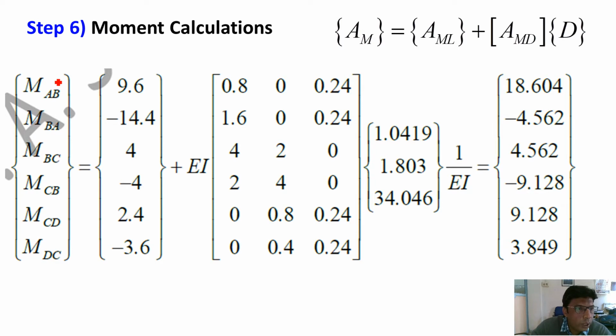In the given portal frame, since it is a frame of 2 columns like this, A, B, C, D, there are 3 members, so the unknown moments will be 6: MAB, MBA, MBC, MCB, MCD, and MDC. Okay, these are the unknown moments.